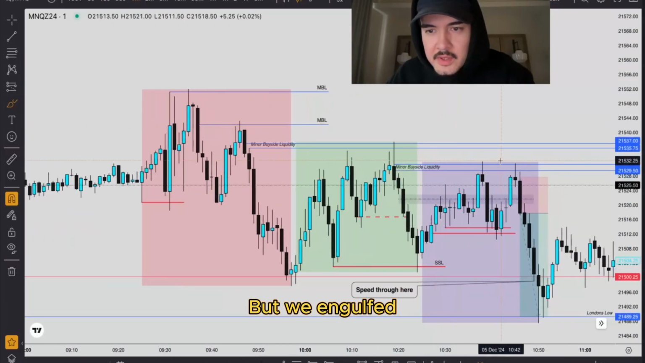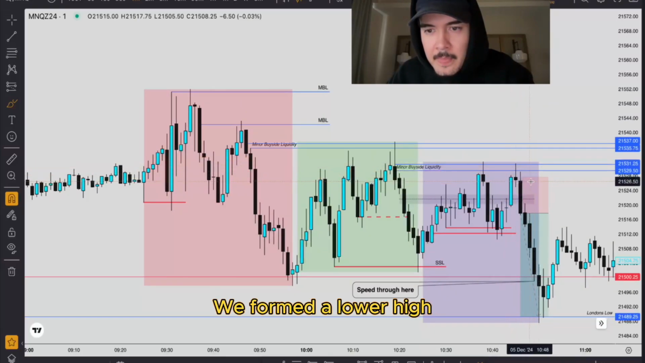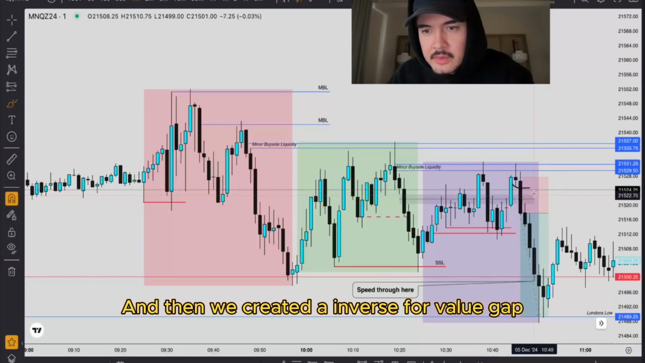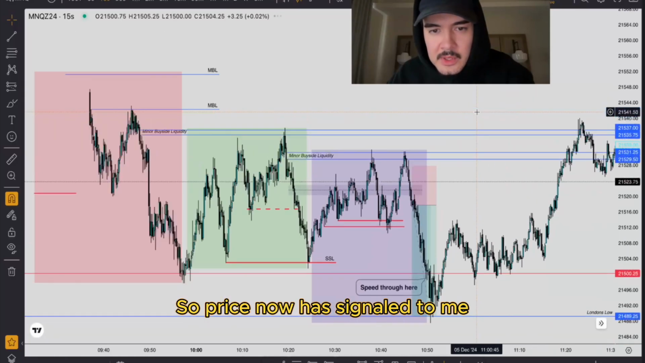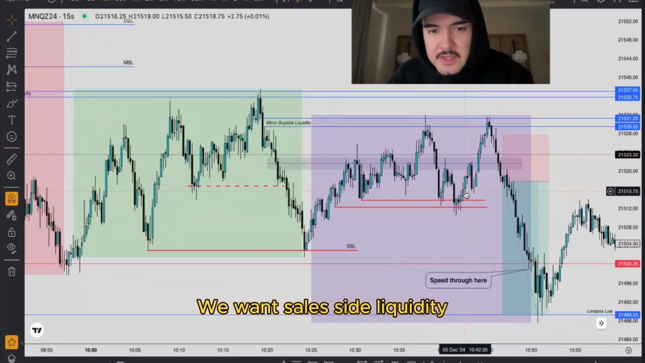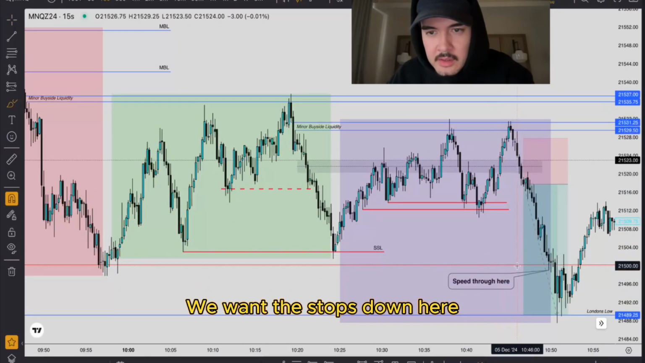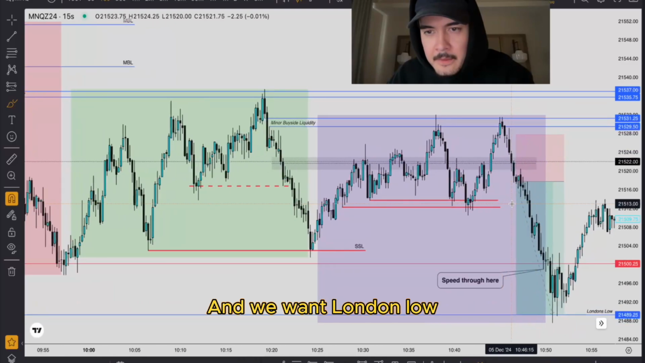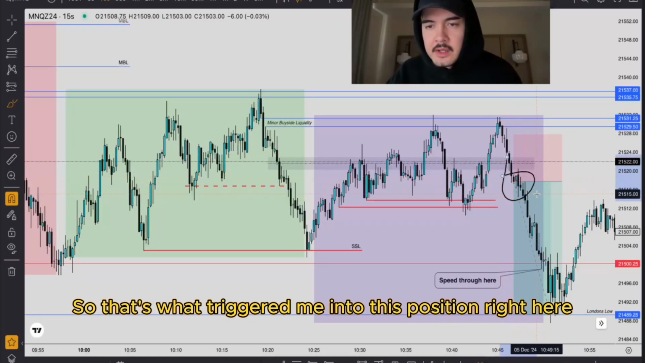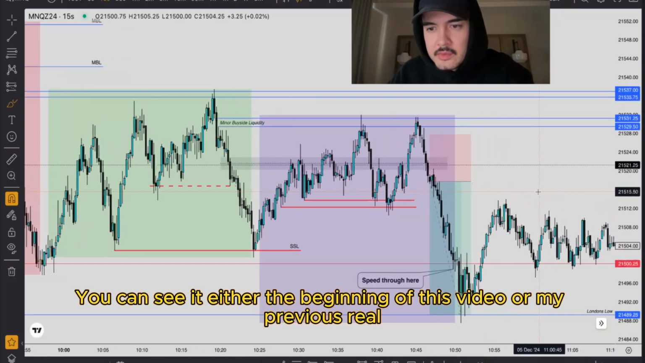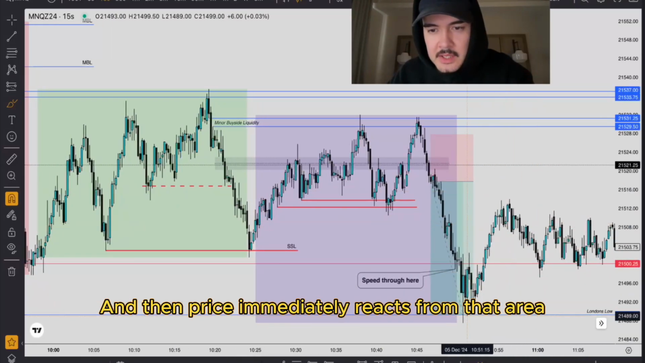But we engulfed it. We formed a lower high, and then we engulfed the previous bullish candle, and then we created an inverse fair value gap. So price now has signaled to me, we want London lows, we want sell side liquidity, we want the stops down here, and we want London low. So that's what triggered me into this position right here. We tagged it. You can see it either at the beginning of this video or my previous reel, and then price immediately reacts from that area.